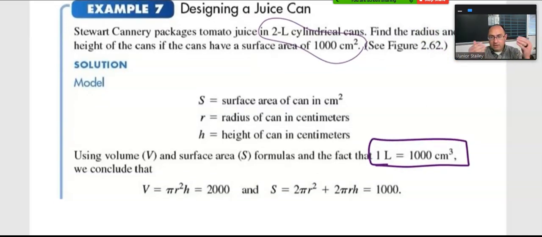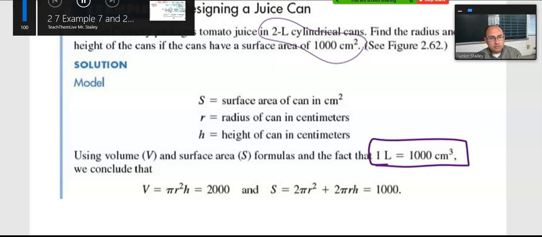Let's just say a rectangular solid. How would you find the volume of that? Length times width times height.